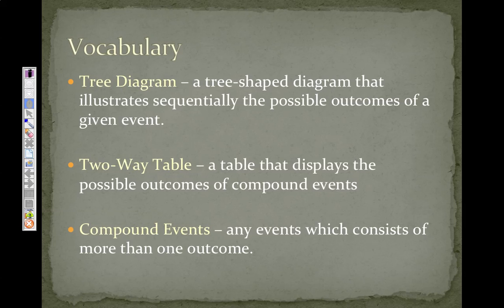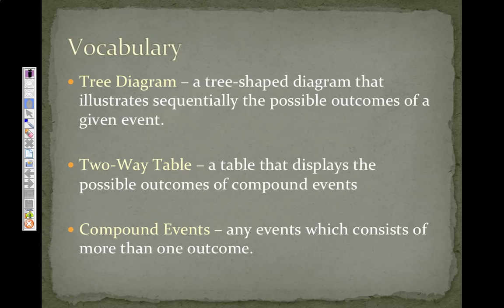All right, and a tree diagram looks much like just a factoring tree that you did in 6th grade, and it's going to help us to display all the different possible outcomes. A two-way table is the second vocabulary word, and this is a table that displays the possible outcomes of compound events. And you've actually worked with two-way tables before, but I think most recently you've called them Punnett squares. And so these are just like your Punnett squares that you did in science when you were studying genetics.